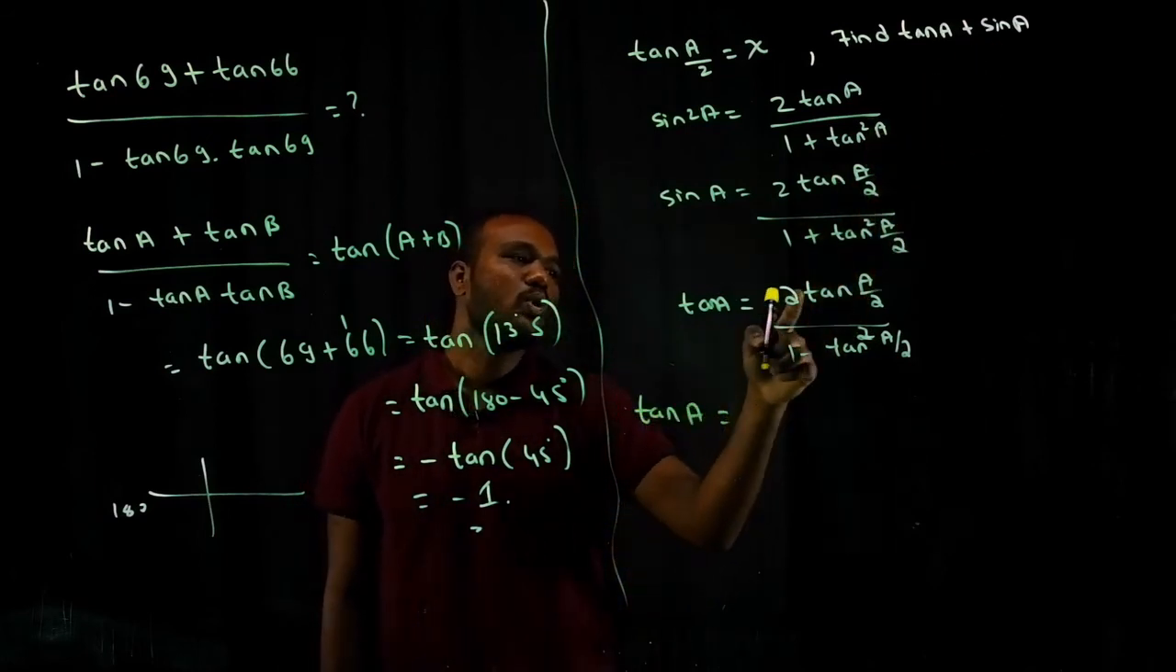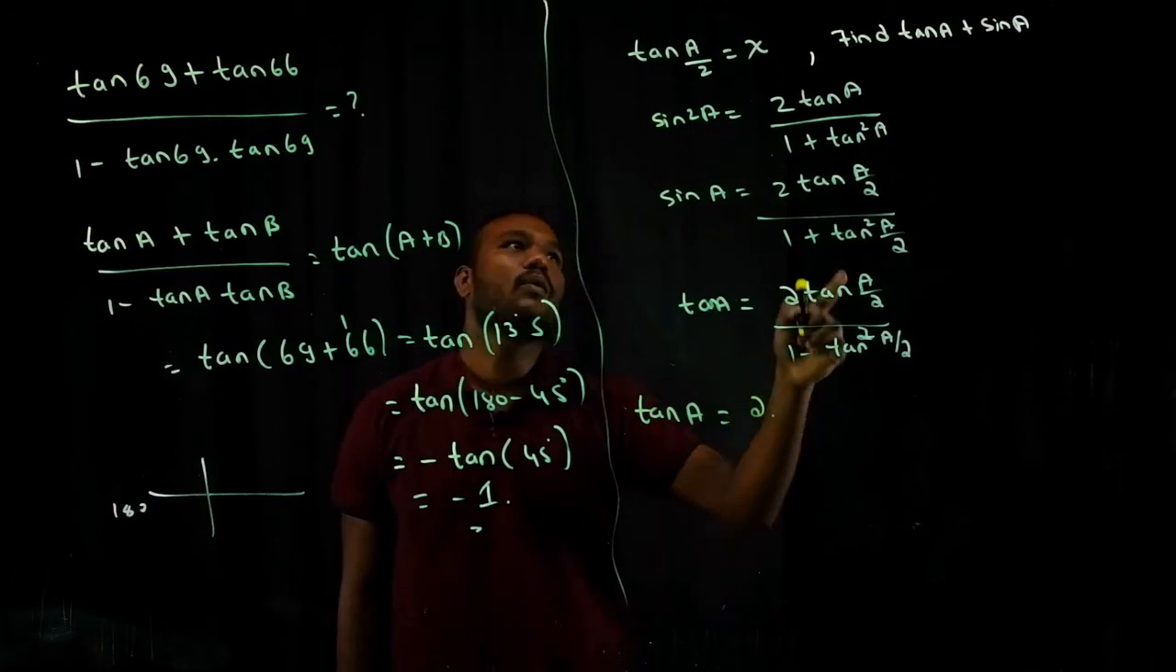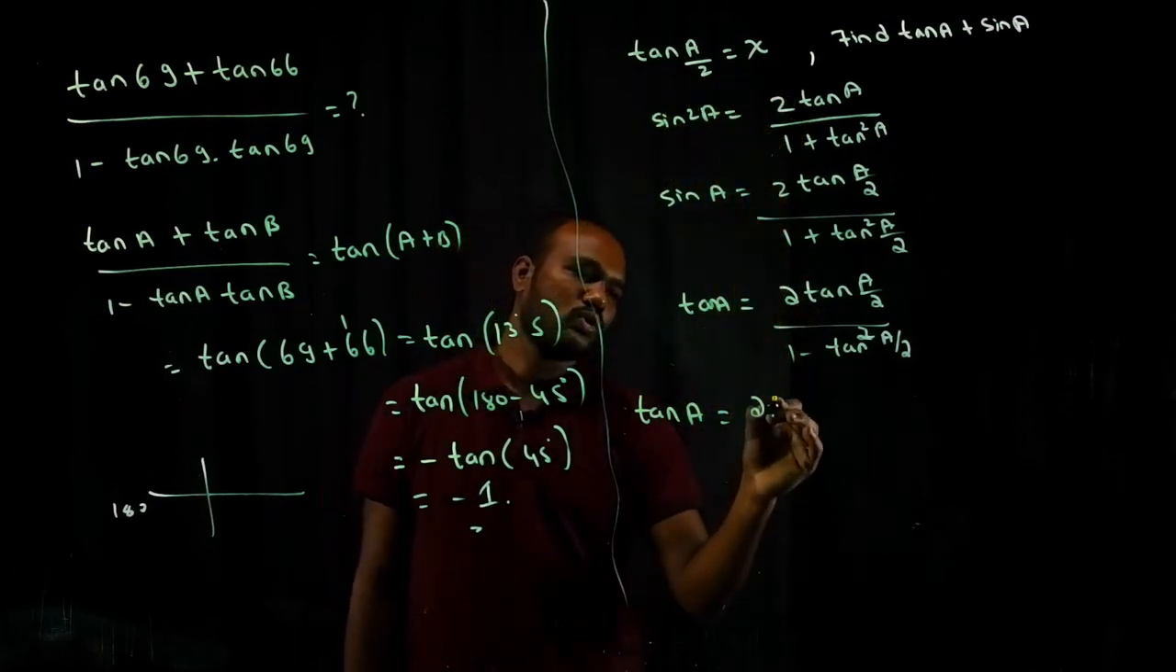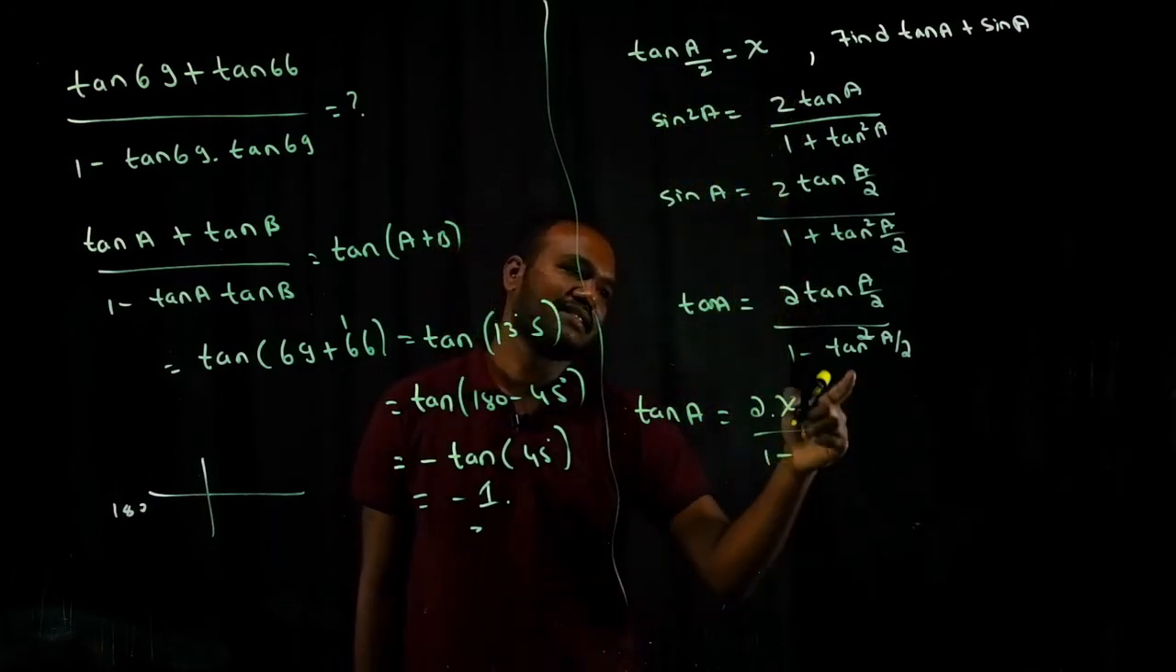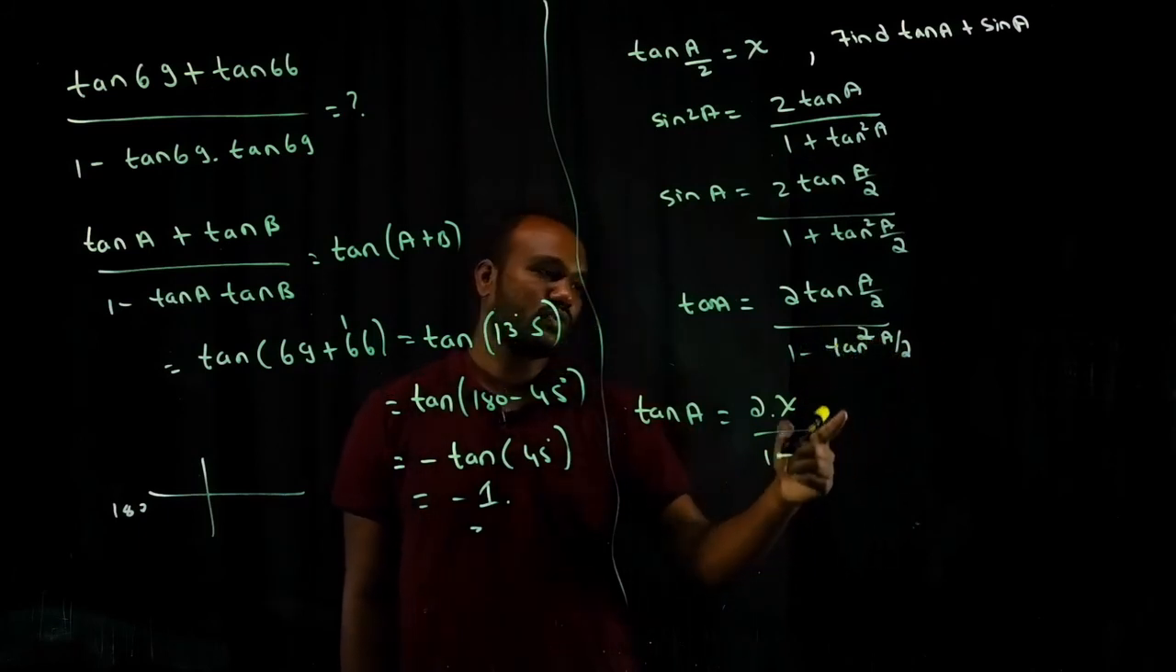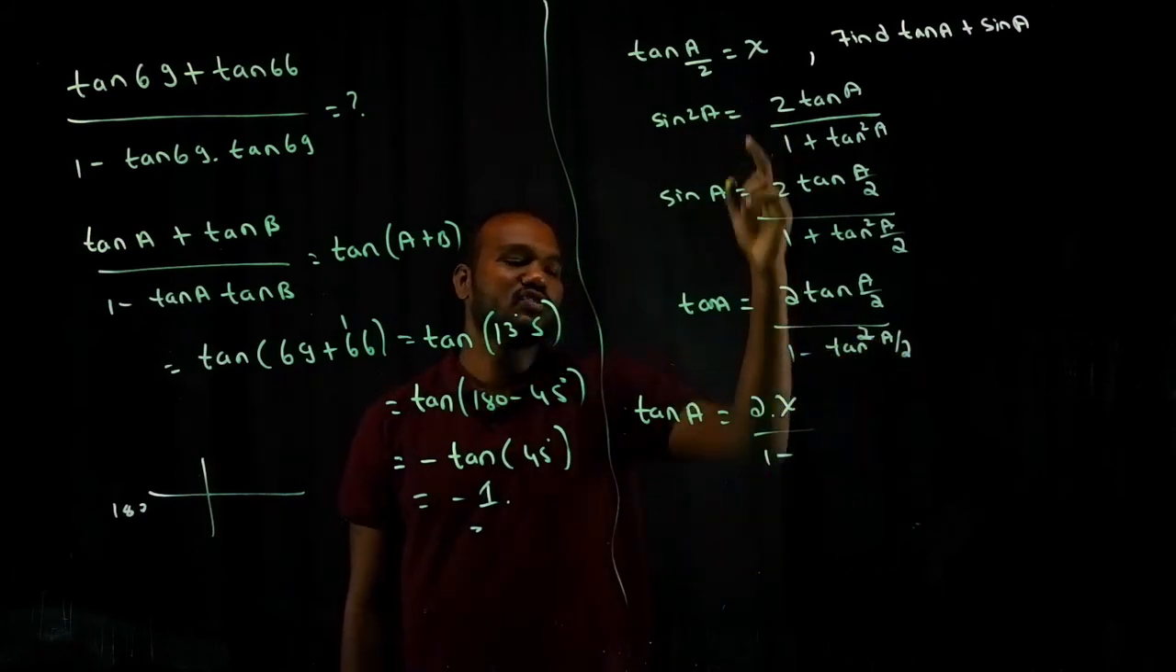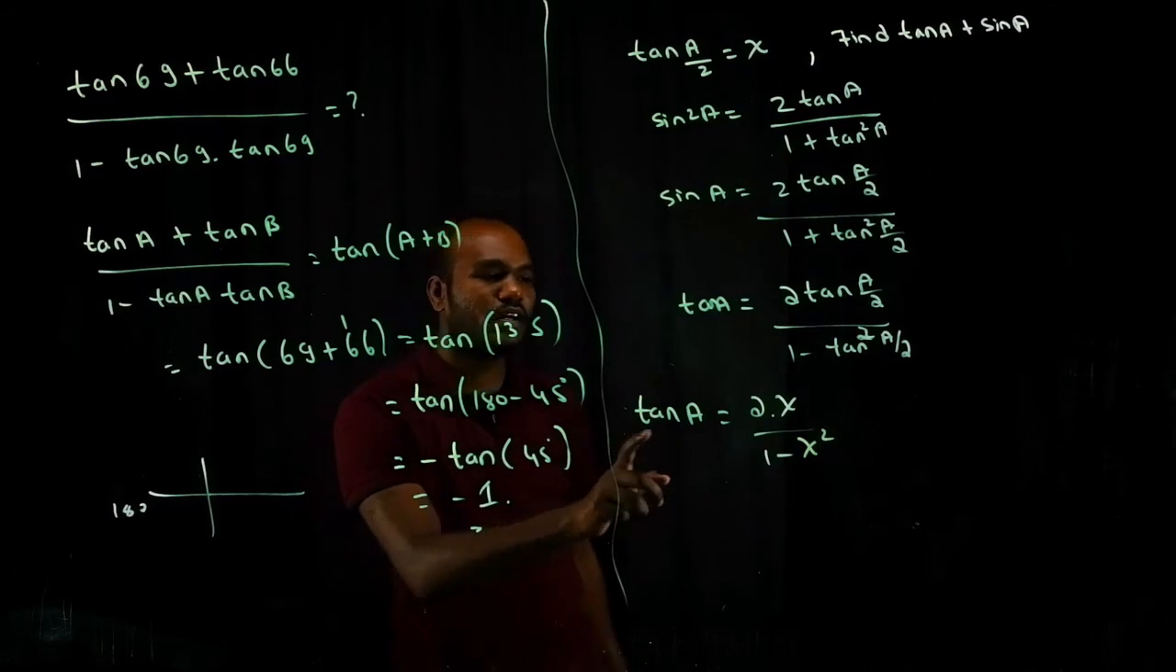What is tan A? What is the tan A formula in terms of tan A by 2, which is x? So 2x divided by 1 minus tan square A by 2, that is x square. We know the formula of tan A now.